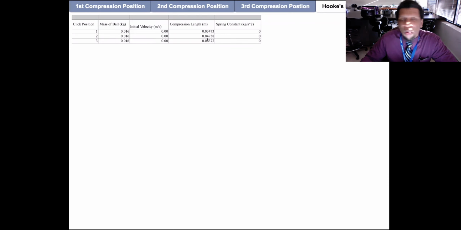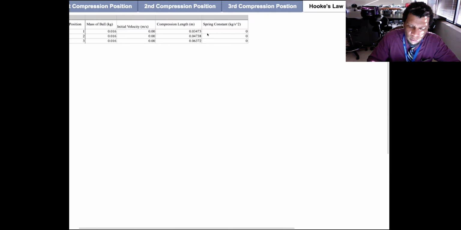And we have our compression length. I've already measured the compression lengths: 0.03473. This is the kind of precision we're getting because I'm using a digital caliper. Then we have 0.04738, and then 0.06372. So you see that this is increasing. Now we have our spring constant here that's going to be produced as a result of this, and we'll talk a little bit about that.